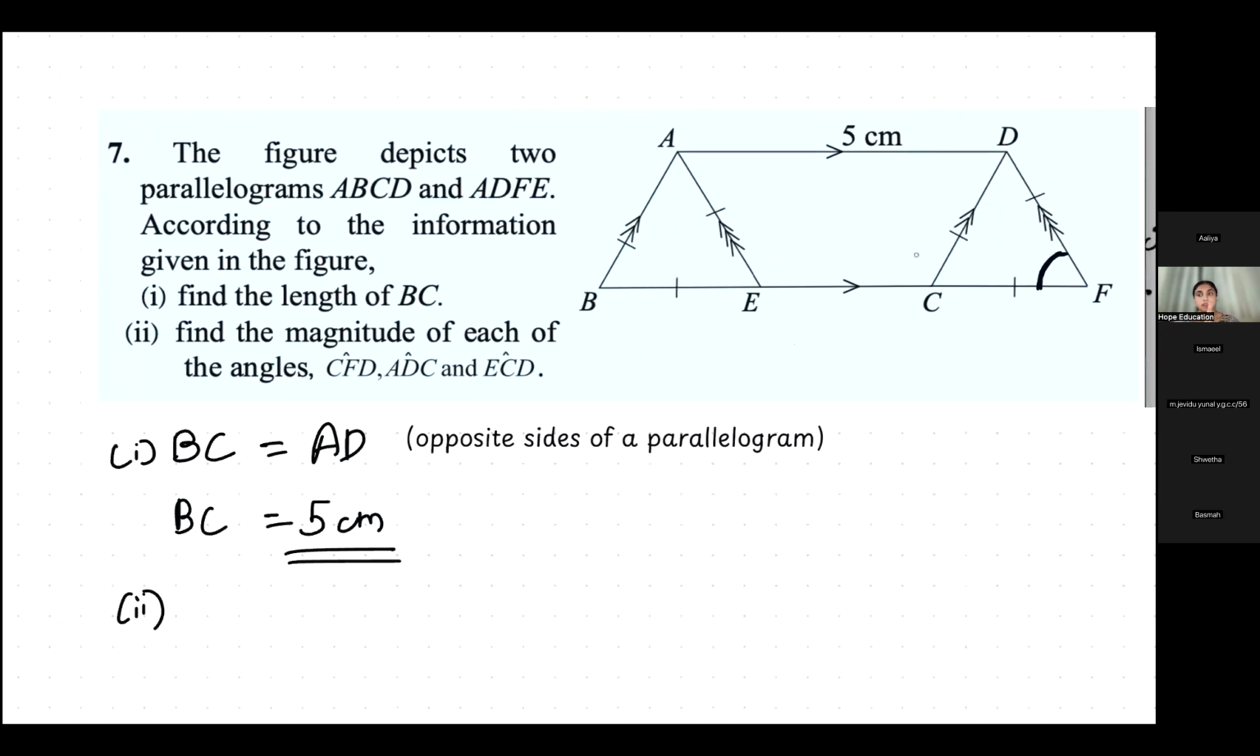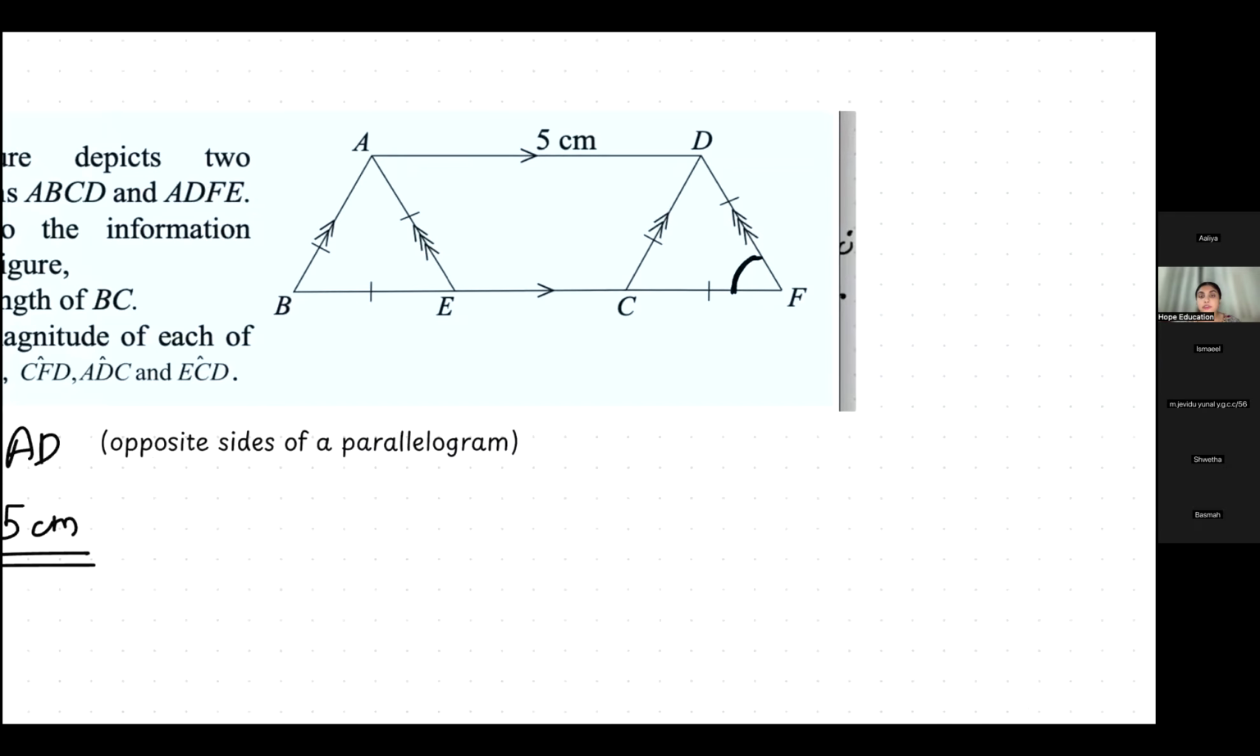What is the value of CFD? This is not very difficult. Can you all see the parallelogram? You can see an equilateral triangle here. Just by looking at parallelograms, we will never be able to get the answer. However, this is an equilateral triangle.